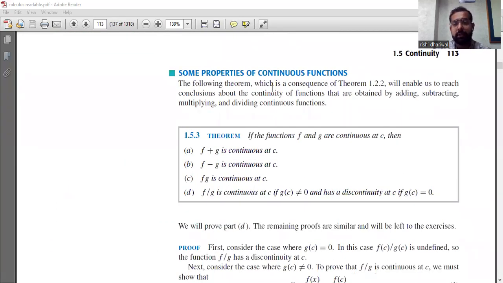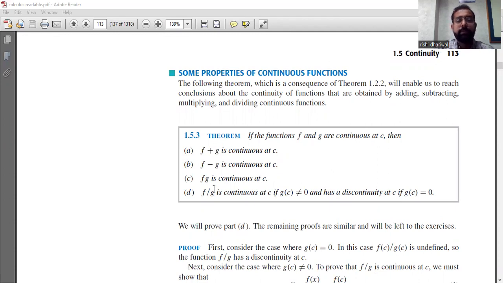Some properties of continuous functions. Properties of continuous functions means: if we add, subtract, multiply, or divide two continuous functions, then what will happen? If f and g are continuous, meaning f is continuous at c and g is continuous at c, then f plus g is continuous at c, f minus g is continuous at c, f times g is continuous at c, and f divided by g is also continuous if g(c) is non-zero, and has a discontinuity at c if g(c) is equal to 0.